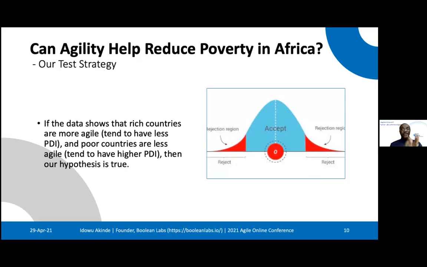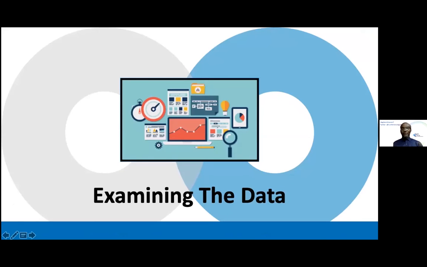Then, if we can find that condition to be true, then we would have established that indeed there is a negative correlation between agility and poverty, or poverty and agility. So that's the background. That's tilling the ground. That's preparing the ground for what we want to look at. So looking at the data, okay.